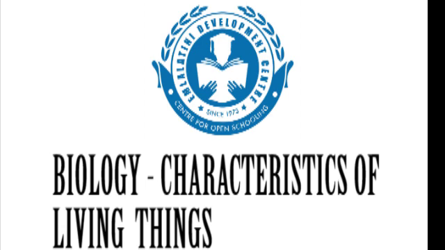It is important to know that living organisms should possess all the 7 characteristics of living things. So in this lesson, we are going to list and describe all the 7 characteristics of living things. So we'll first list them.